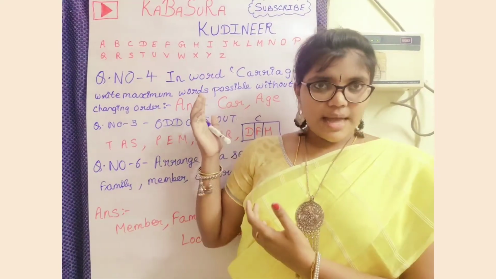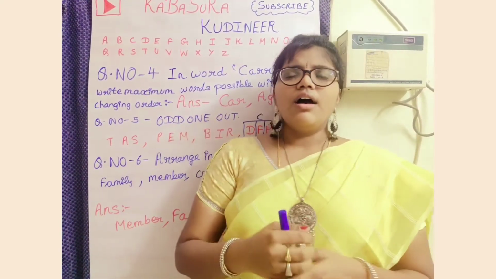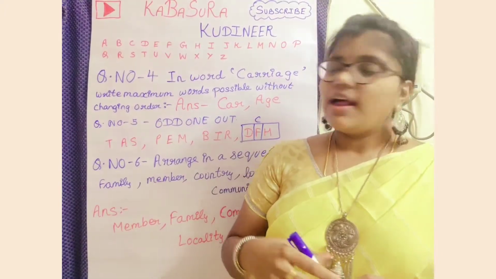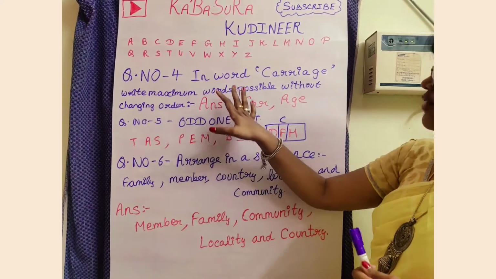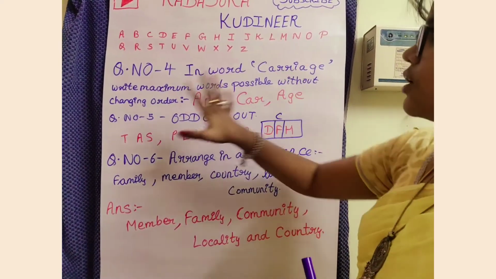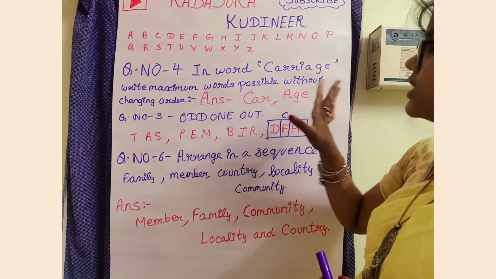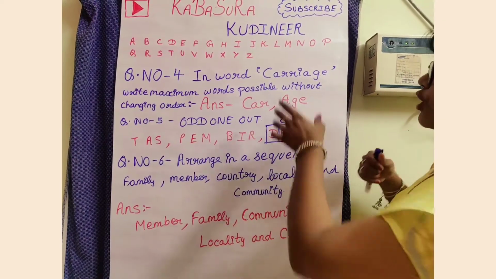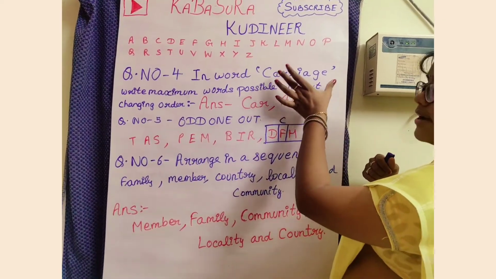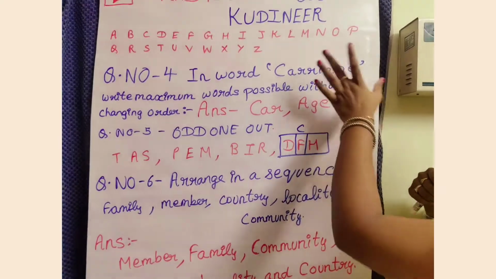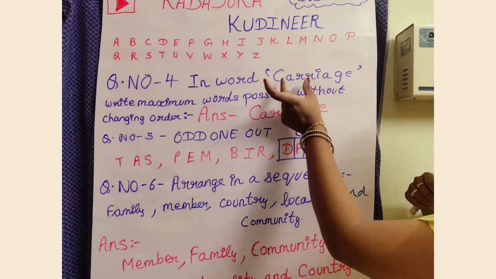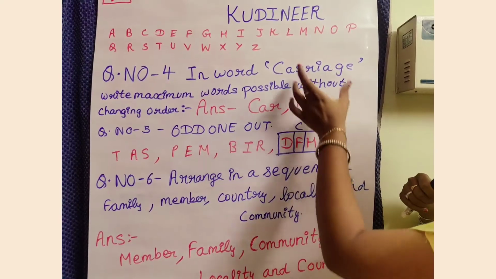We'll see some more sample questions given here. There are many other types as well; I am presenting you only some sample questions. The first question we have taken is: in the word carriage, write the maximum possible words without changing the order. Means you should not change the order in which the letters are present in this particular word, but you have to write the maximum number of words out of it. Here we can get car and age from carriage.